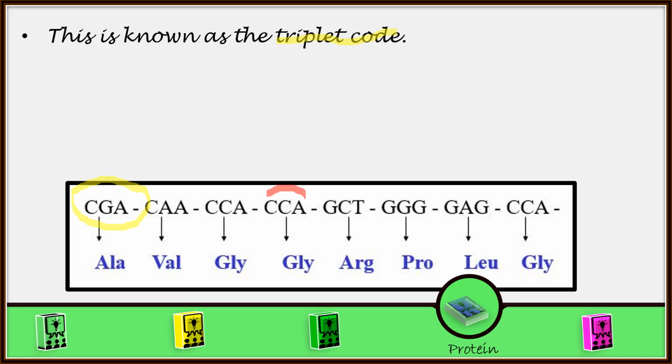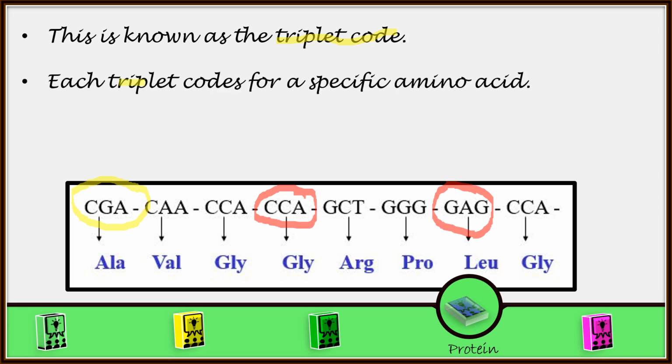Here we have cytosine with cytosine and adenine. That is a triplet code. And here we have guanine with adenine and guanine. That is a triplet code. That's what we call a triplet code. And each triplet code is for a specific amino acid. So every triplet is coding for a specific amino acid.